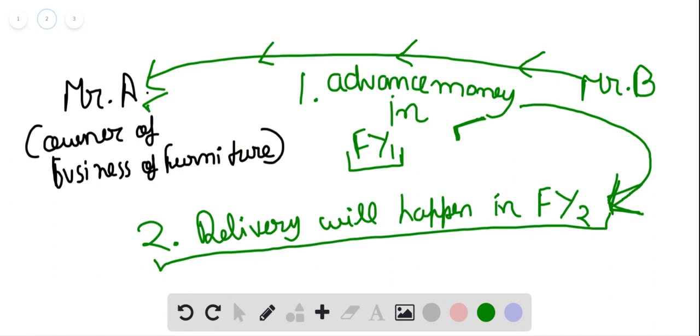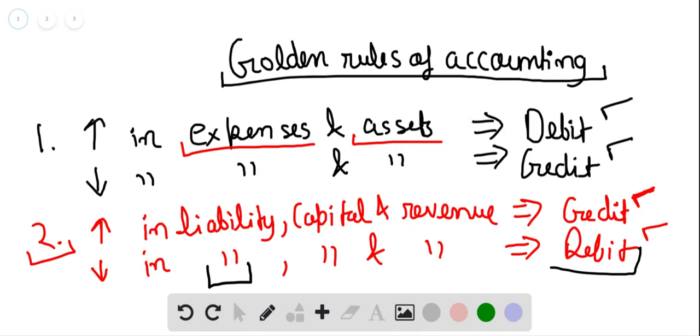Let's understand first that if Mr. A has received advance money from Mr. B, then the liability of Mr. A towards Mr. B increases, of delivery of chairs and tables to Mr. B. And what we have said is, if there is an increase in liability, we will give a credit to it.